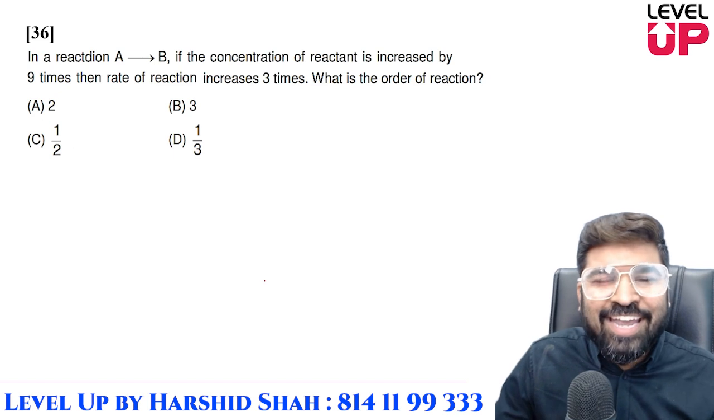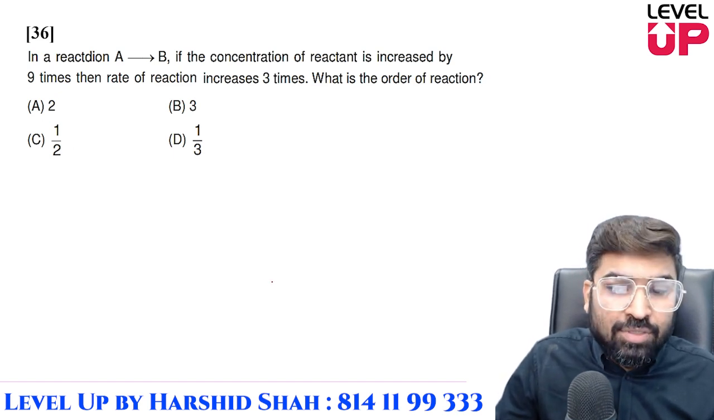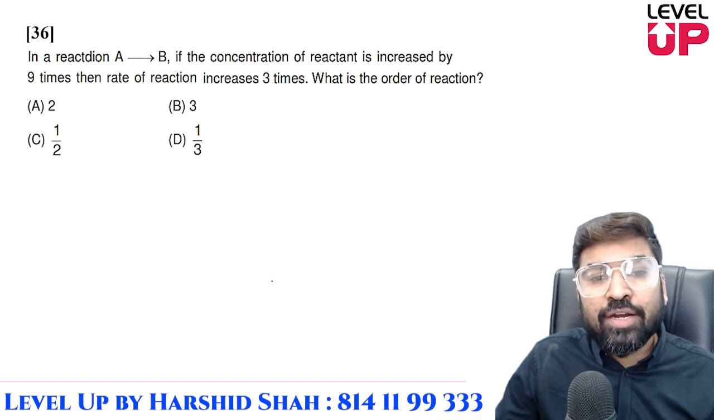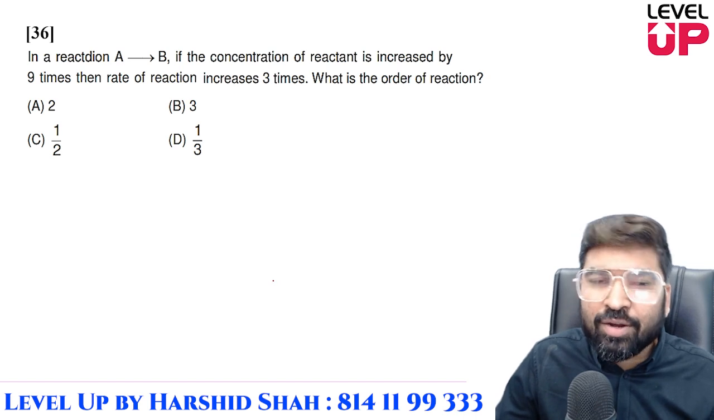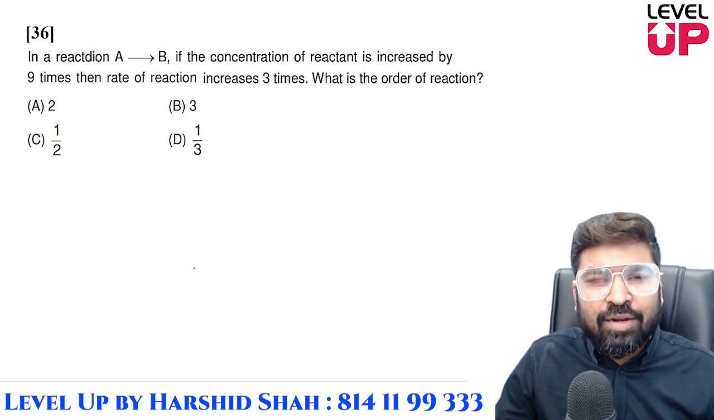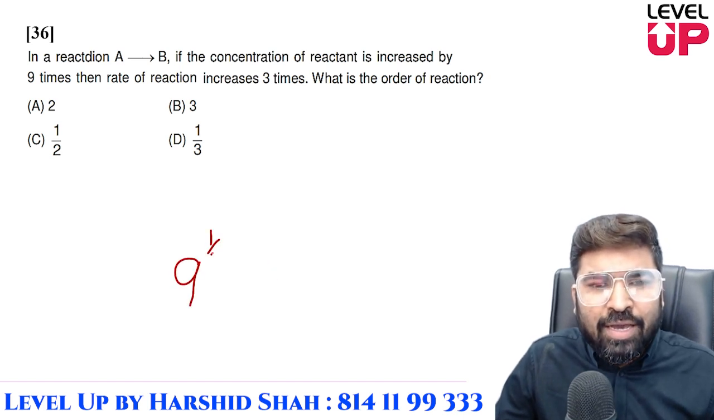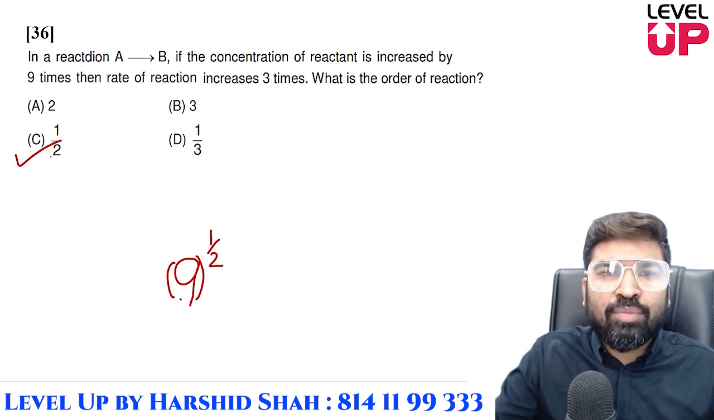है. In a reaction, if the concentration of reactant is increased by 9 times, and what is happening is the rate of reaction is increased by 3 times. 9 गुना किया, अगर 9 गुना होता तो फर्स्ट ऑर्डर होता, लेकिन 9 गुना किया सिर्फ 3 गुना हुआ, मतलब 9 रेस टू पावर क्या करेंगे तो 3 आएगा, तो रेस टू पावर हाफ, ऑर्डर कितना है 1/2.